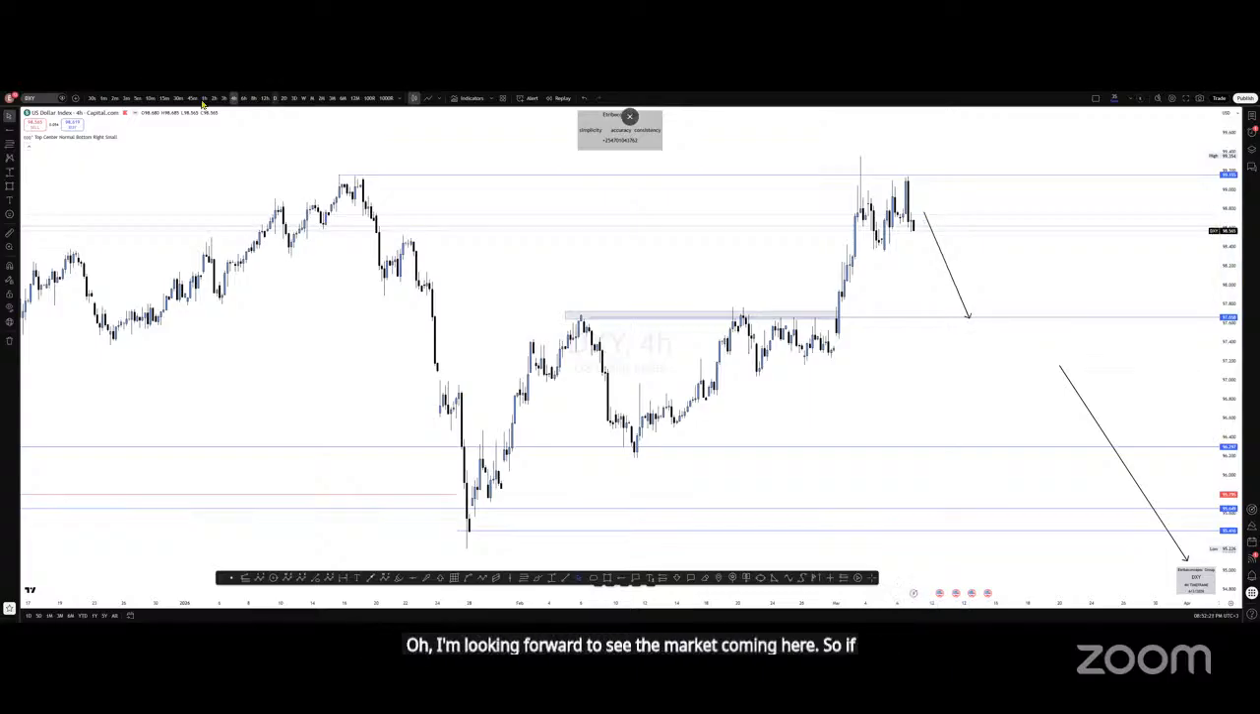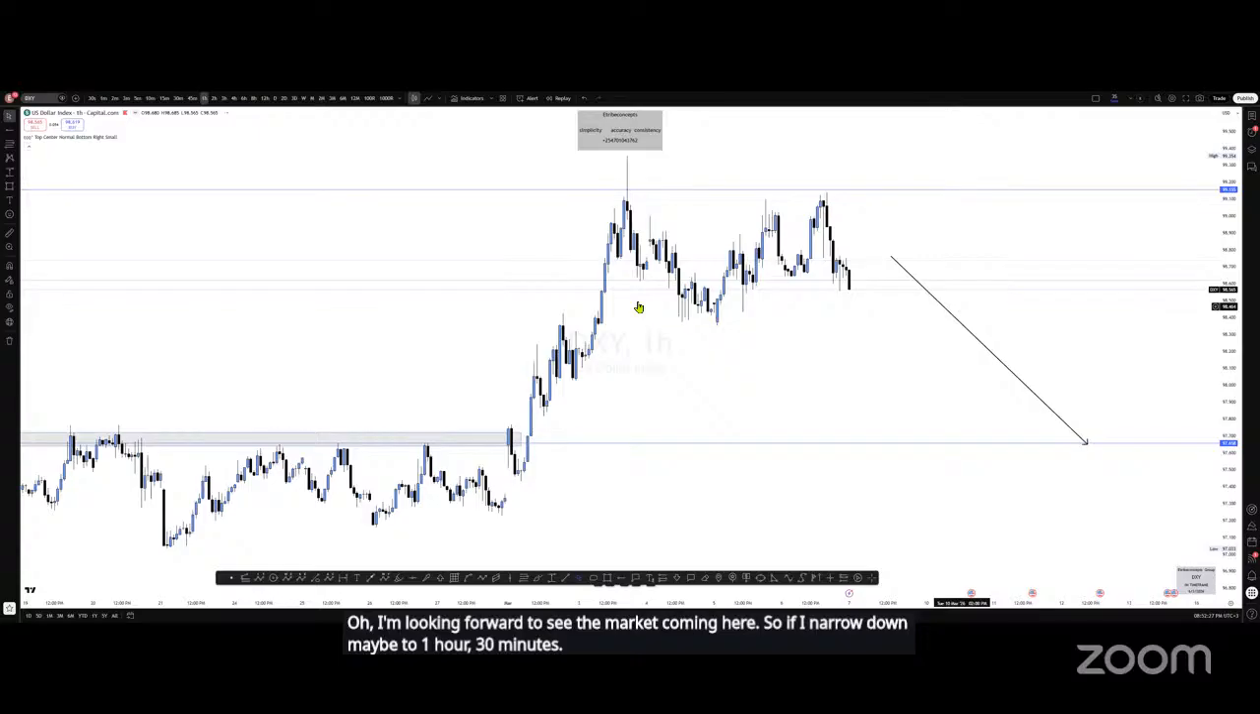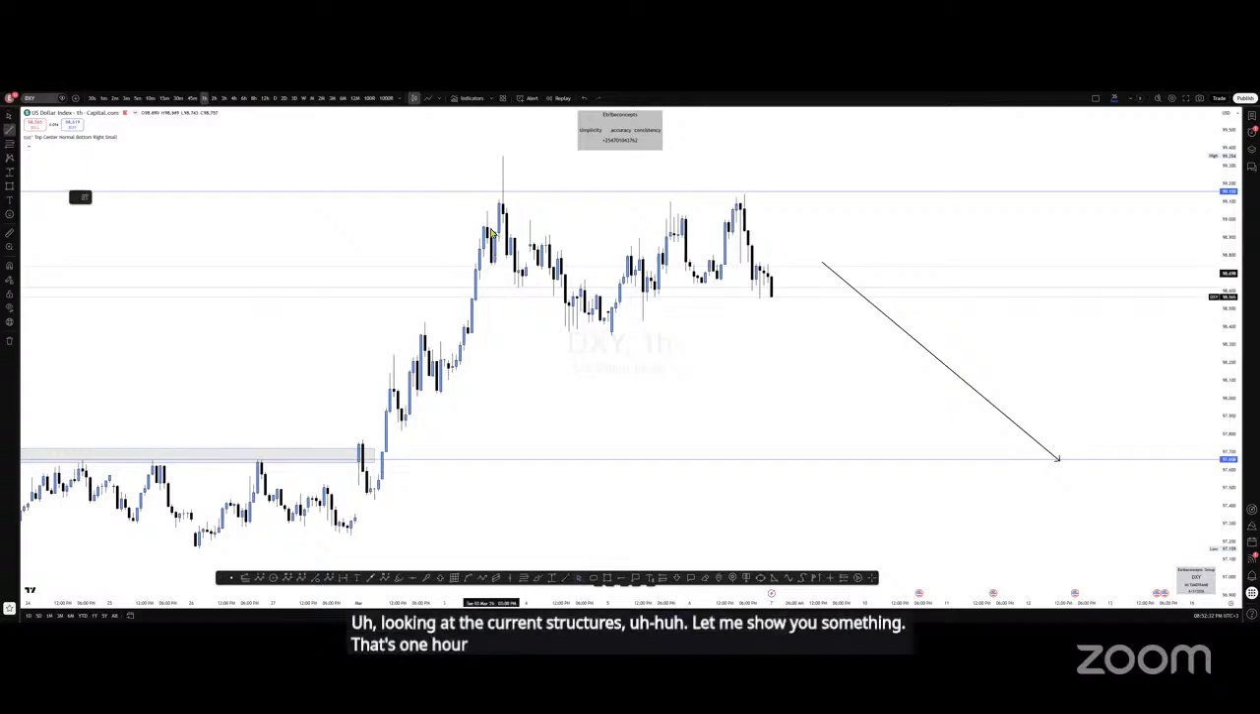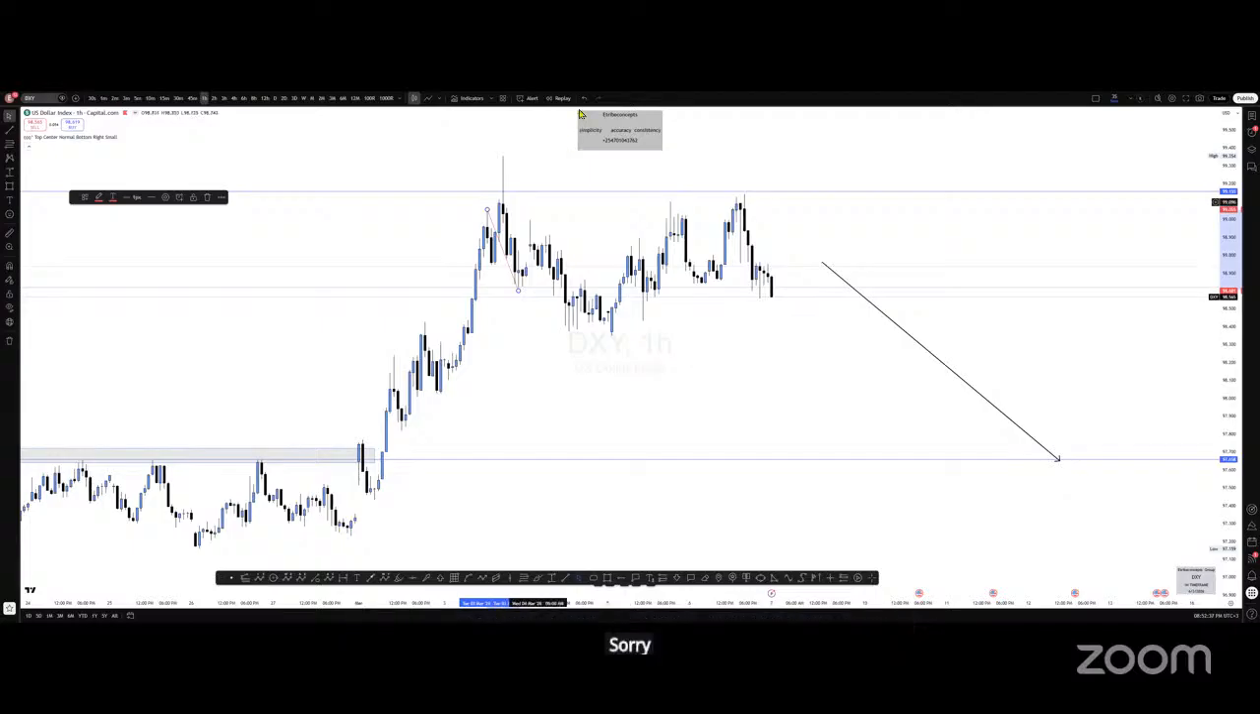So if I narrow down maybe to 1 hour, 30 minutes, looking at the current structures, let me show you something. That's 1 hour. First of all, we have this break of structure here. We have a break of structure there. Then after that break of structure, we had this low. Then we see price coming to tap on this key level.